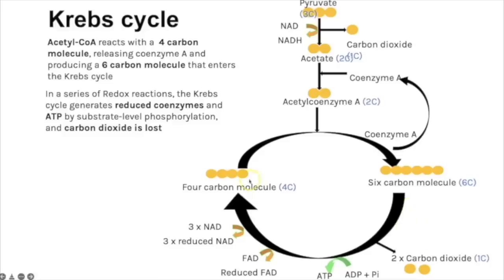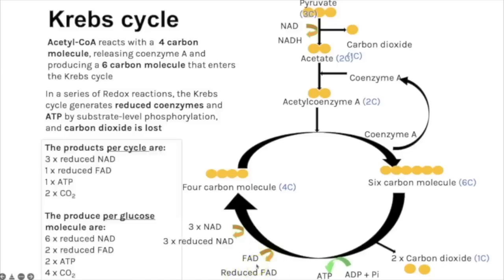And that's what we can see in this stage here. The 6-carbon to the 4-carbon molecule, which is then regenerated. To go from 6 to 4, we must have lost 2 carbons, and that's in the form of 2 carbon dioxides. We only have 1 molecule of ATP being produced, but we have quite a few reduced coenzymes. We create 3 reduced NAD and 1 reduced FAD, which is our final coenzyme involved in respiration.